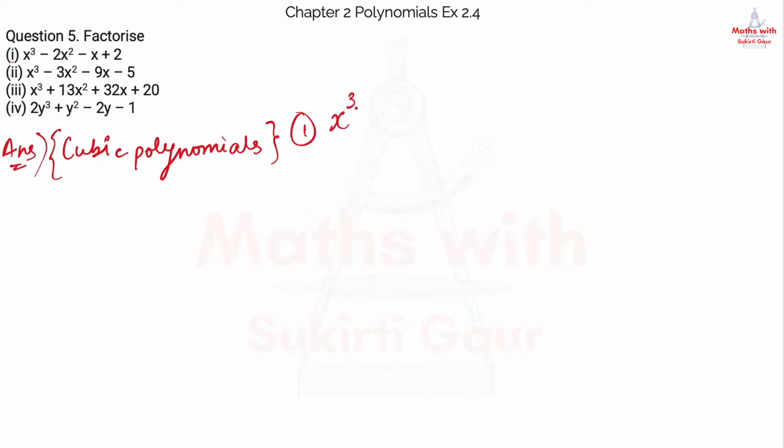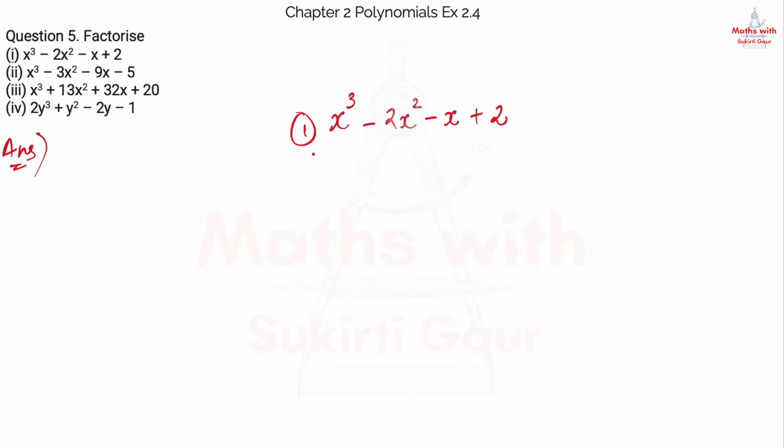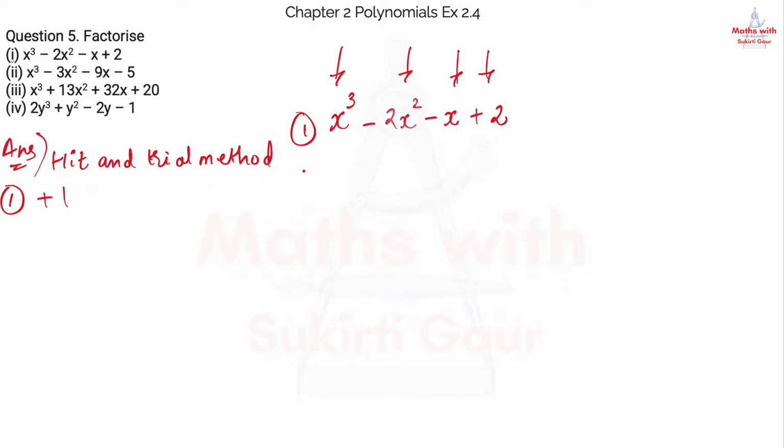This is x cube minus 2x square minus x plus 2. Now, what do we do to factorize it? We try the hit and trial method. We will be trying different values, and we will see at which value of x we will be getting 0. Now, let us try plus 1.